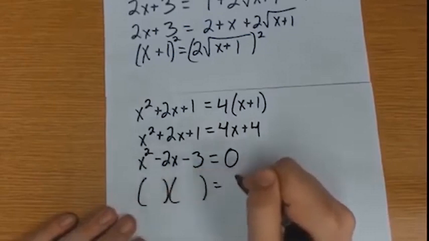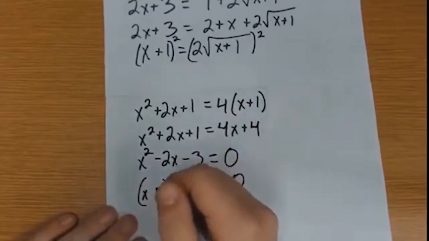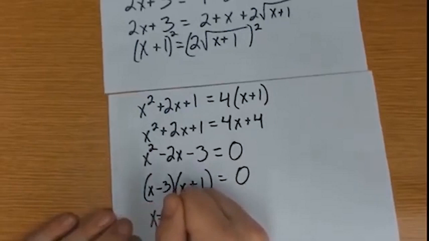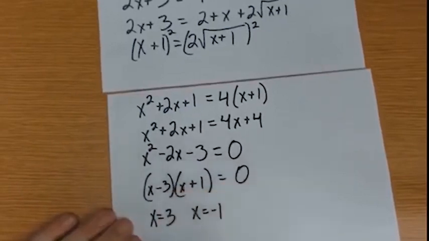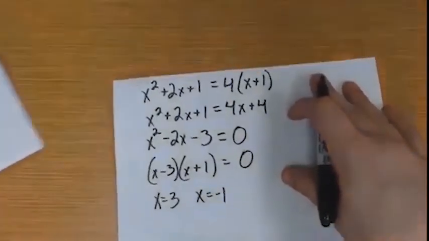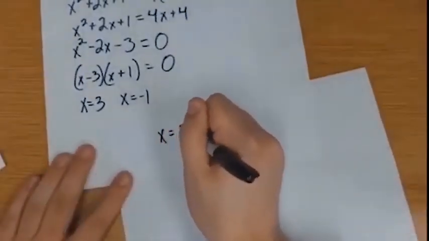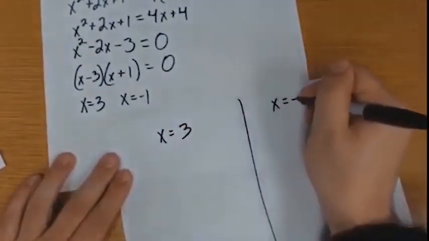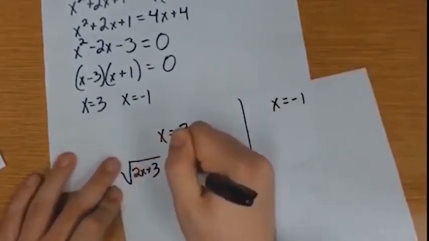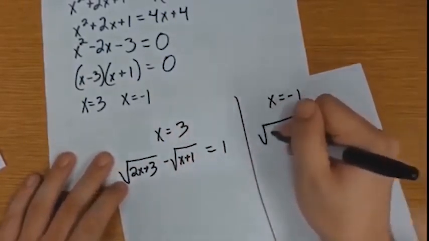The numbers that multiply to negative 3 and add to negative 2 are negative 3 and positive 1, which means x equals positive 3, and x equals negative 1. We now have to check that in the original equation, which was radical 2x plus 3 minus radical x plus 1 equals 1.